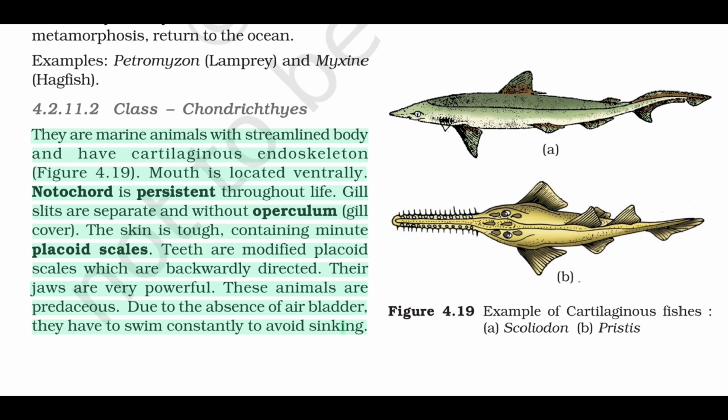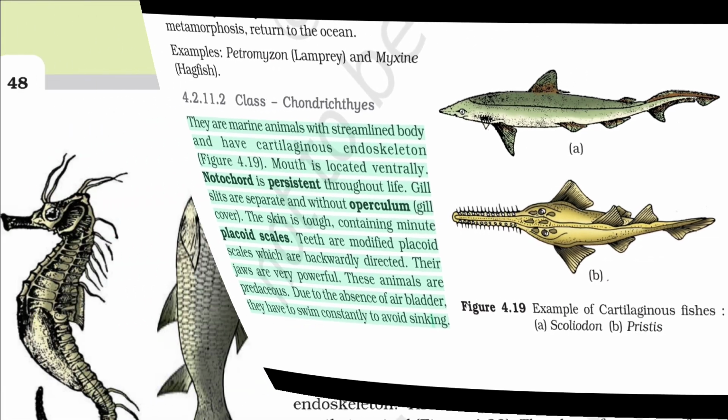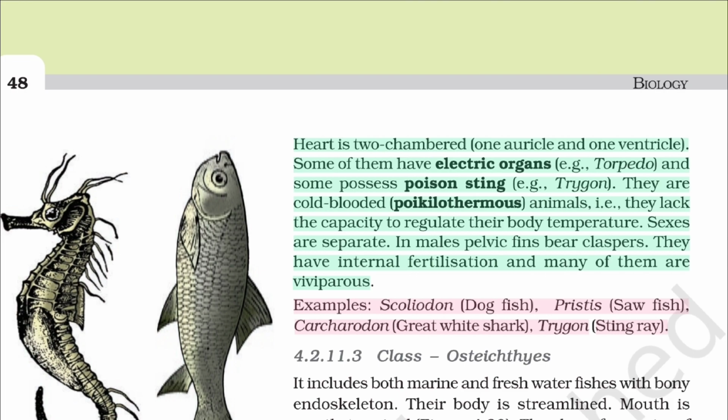These animals are predaceous. Due to the absence of air bladder, they have to swim constantly to avoid sinking. Heart is two-chambered, one auricle and one ventricle. Some of them have electric organs, example, torpedo, and some possess poison sting, example, trygon. They are cold-blooded, poikilothermous animals, that is, they lack the capacity to regulate their body temperature.